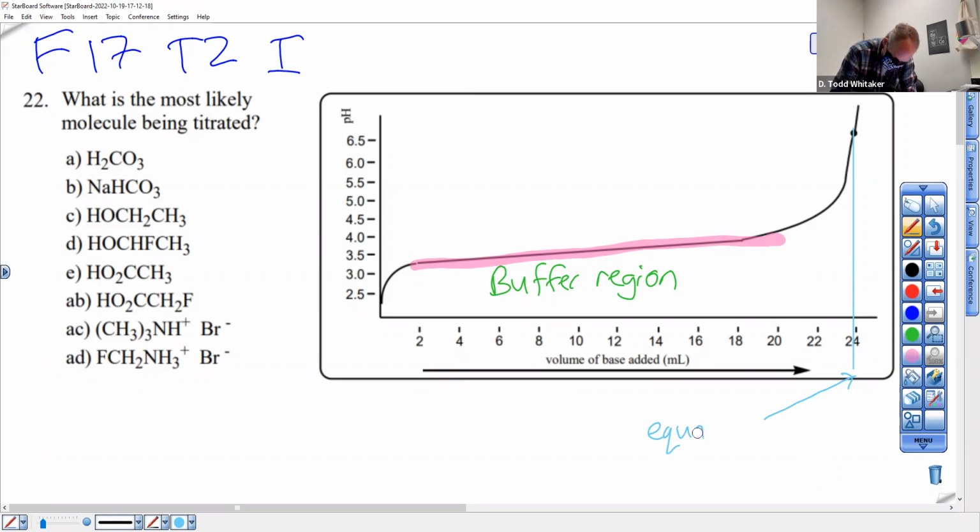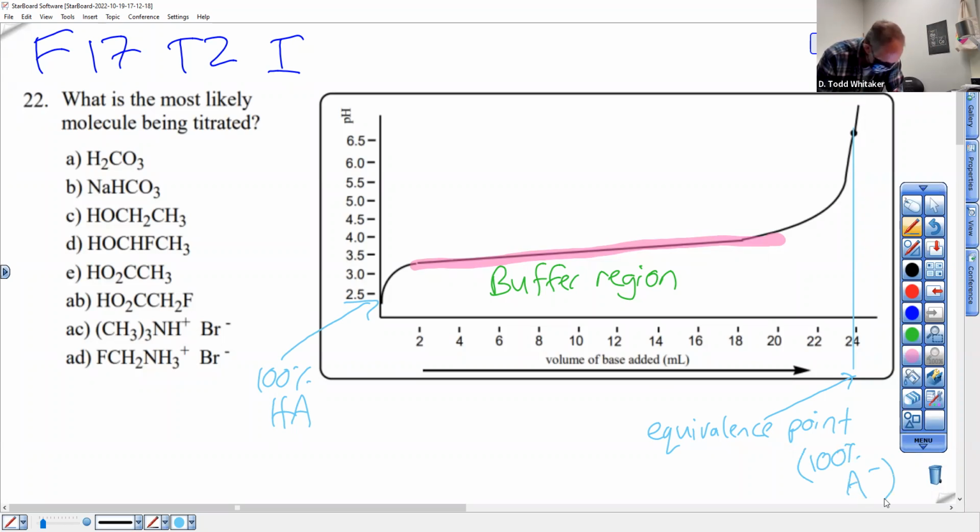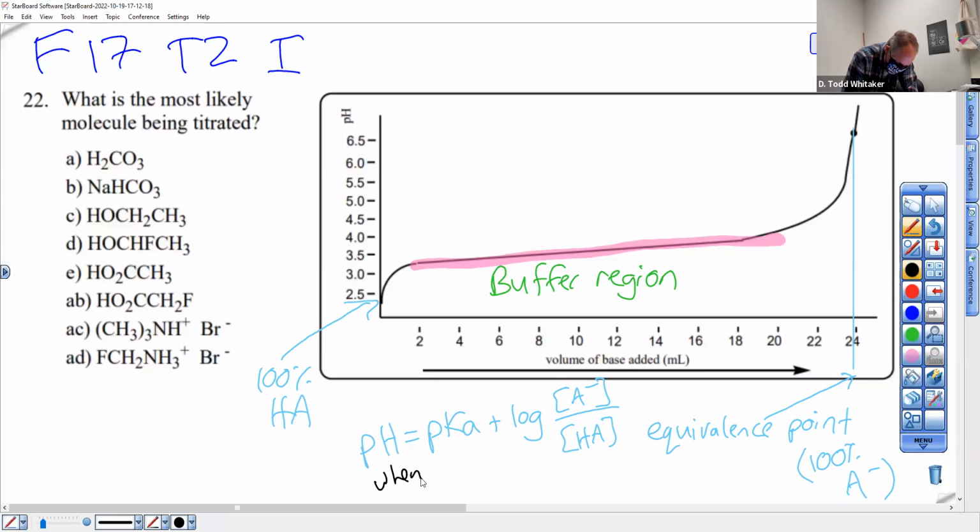Equivalence point. When you began, you had 100% acid. When you're done, you have 100% conjugate base. We need to know when we have equal amounts of acid and base, with the base on top and the acid on the bottom. When you have equal amounts of A minus and HA, how does this expression simplify?